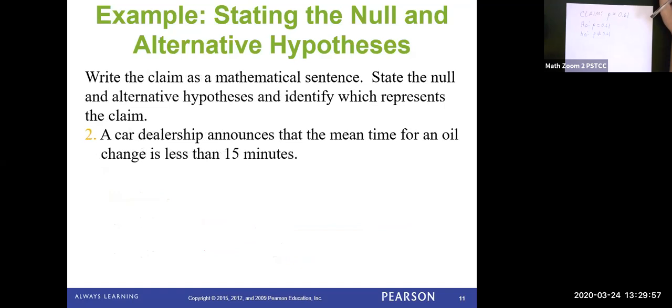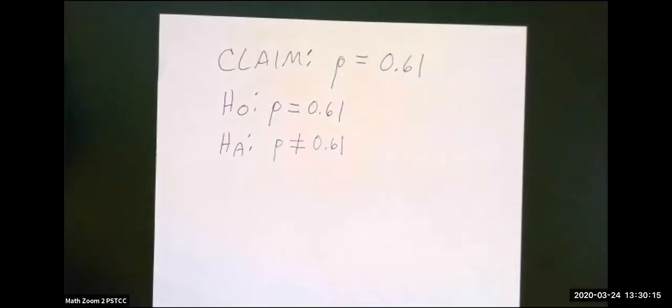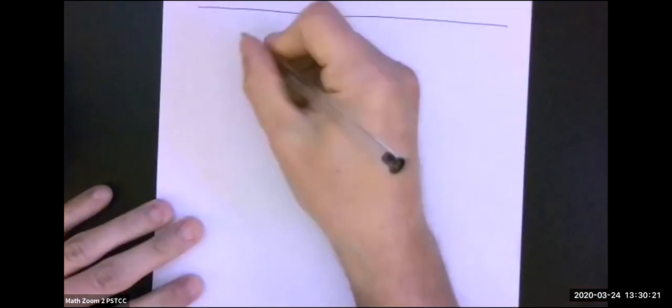Let's look at another example. A car dealership announces that the mean time for an oil change is less than 15 minutes. So the dealership is claiming that the mean is less than 15 minutes. Start with the claim. They claim the mean is less than 15 minutes. Now, we do not want to put equal to here because they said less than 15 minutes, and 15 is not less than 15.